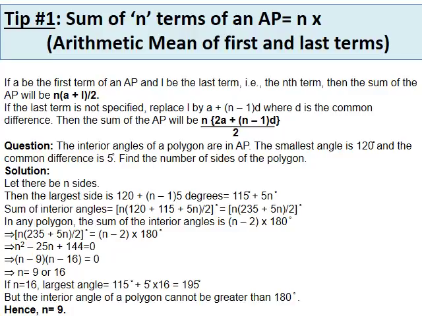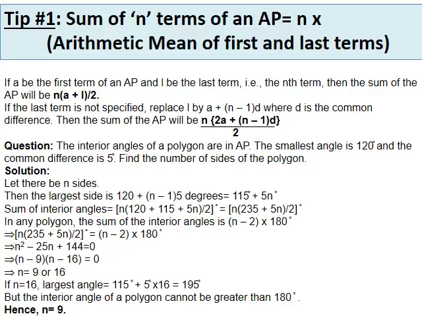Then the largest angle is 120 + (n - 1) x 5 degrees, which is equal to (115 + 5n) degrees. The sum of the interior angles is equal to n(120 + 115 + 5n)/2, which is equal to n(235 + 5n)/2. In any polygon, the sum of the interior angles is (n - 2) x 180 degrees, which gives us n(235 + 5n)/2 = (n - 2) x 180 degrees.